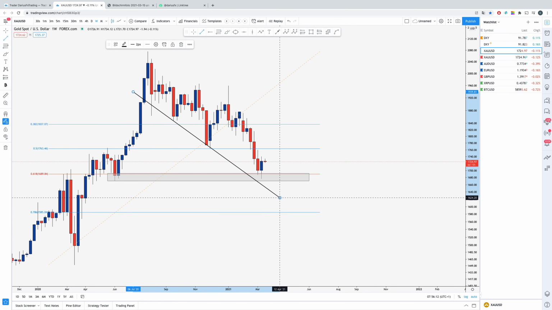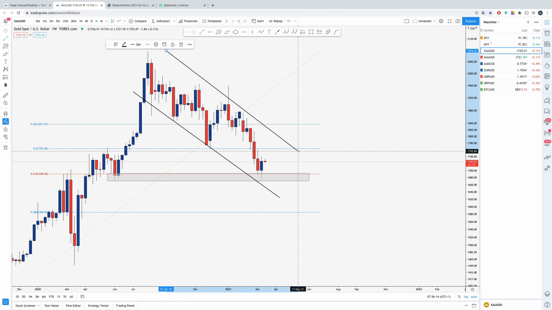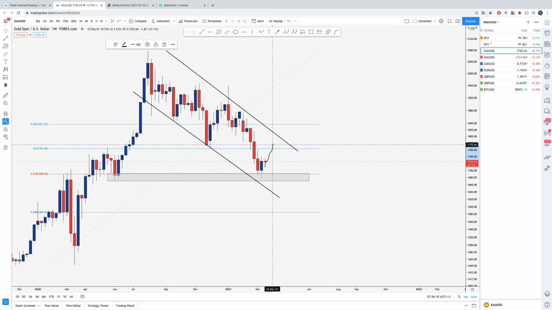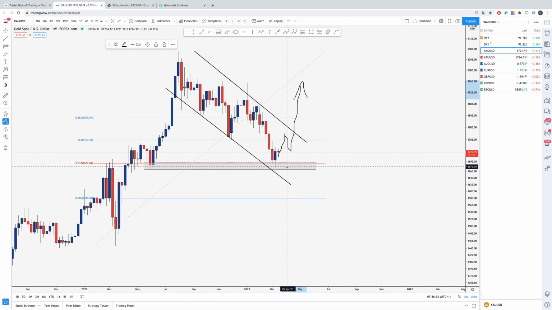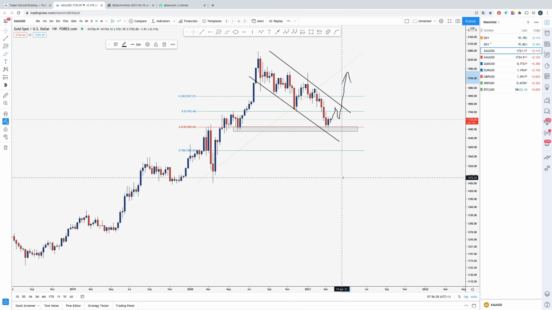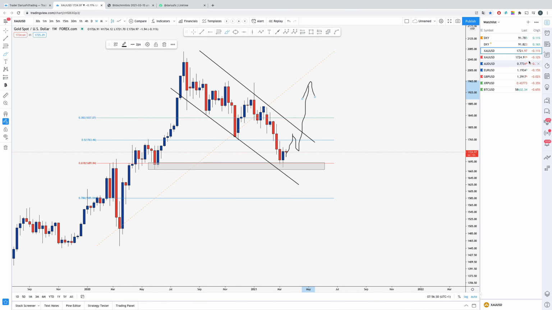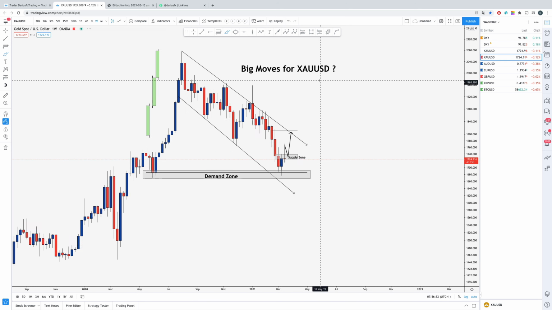I mean, it is still in this, look at this, in this correctional channel over here. But what I do expect right now is that the market will give us a big move to the upside, followed by a correction, and then break through this correction, and finally going impulsive to the upside with the overall bullish continuation on gold. Now, let me switch right now to this chart.